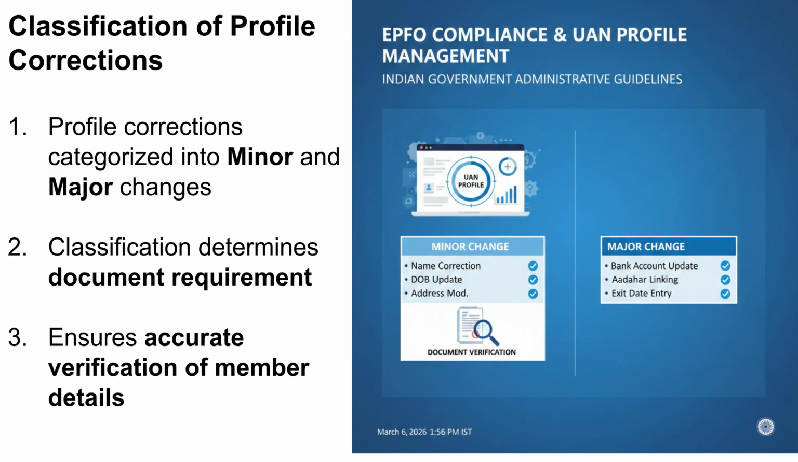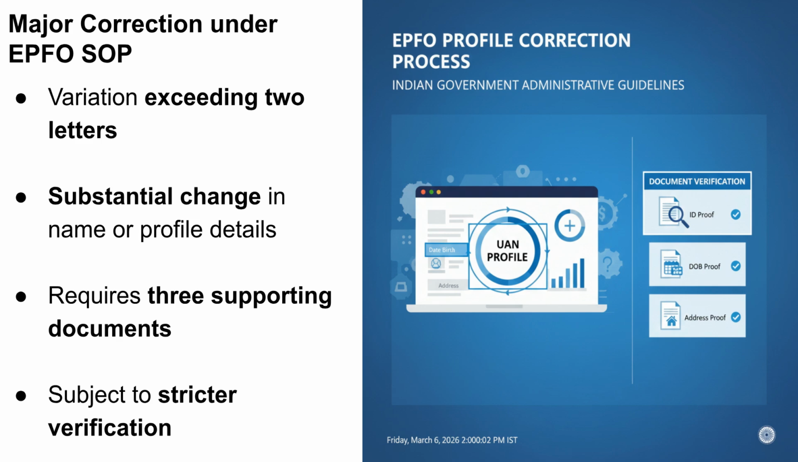Under the EPFO Standard Operating Procedure, profile corrections in UAN records are broadly classified into minor changes and major changes. This classification determines the level of scrutiny and the supporting documentation required for processing such corrections. A major correction arises where the variation in the member's name exceeds 2 letters or involves a substantial alteration in the recorded details. In such cases, the EPFO generally requires the submission of 3 valid supporting documents for verification before the correction can be processed.